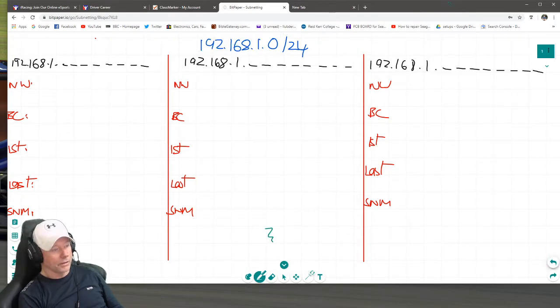The first 24 bits, that's what the 24 means, is in the network portion, and the last 8 bits is the host portion. Now, we can't alter the network portion, as I've explained to you before, but we can manipulate the host portion and borrow bits from the host portion and assign them to the network portion. What that does is it gives us more networks, but less hosts. And sometimes that's what we want.